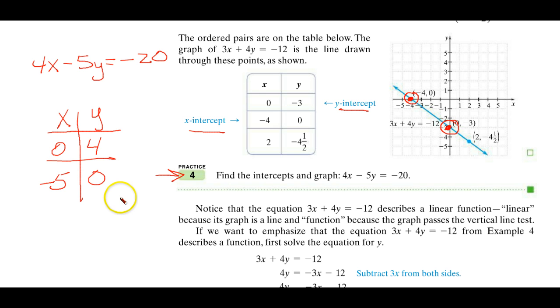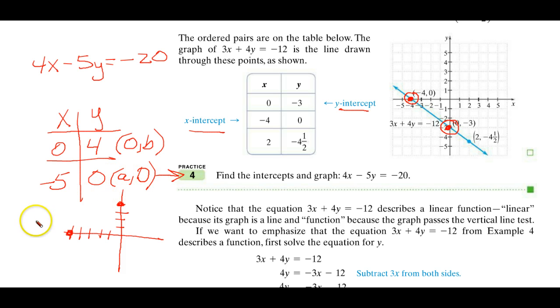So when I graph these, I get 0, 4, 1, 2, 3, 4, and then 1, 2, 3, 4, 5. There's my x-intercept here, and there's my y-intercept. And remember the form, 0 comma b, that's your y-intercept, and a comma 0, that's your x-intercept.